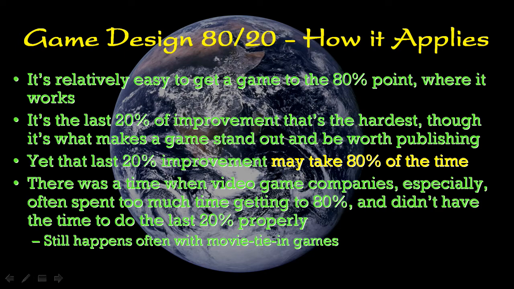So people who are not very good game designers will get their game to the 80% point and think that's good enough, and they perhaps have spent one-fifth the time of someone else who's got their game to the 100% point. There was a time when video game companies often spent most of their time getting to the 80% point, and they didn't have the time to do the last 20% properly. And that still happens with things like movie tie-in games, which is why movie tie-in games are so often really poor games.